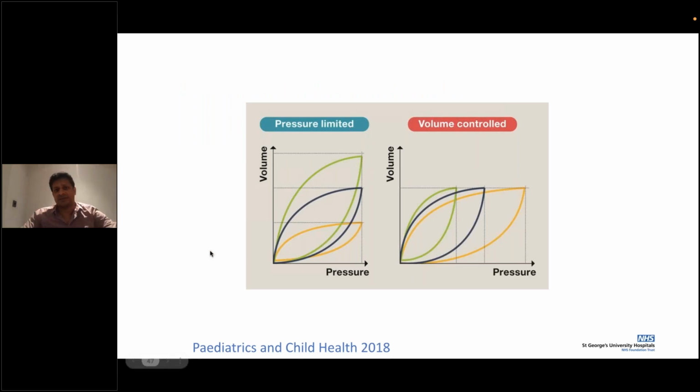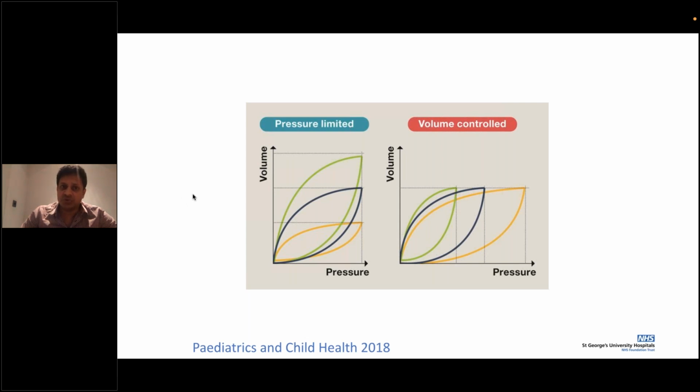So let's have a look at this graph. On the right hand side, I've got volume control. On the left hand side, I've got pressure limited. Now on the right hand side, I've set 5 mls per kilo. And initially, when the baby was not as well, the orange curve that you see means the baby needed higher pressures to reach that 5 mls per kilo. And with time, as the compliance of the lung gets better, the pressure required becomes less and less.